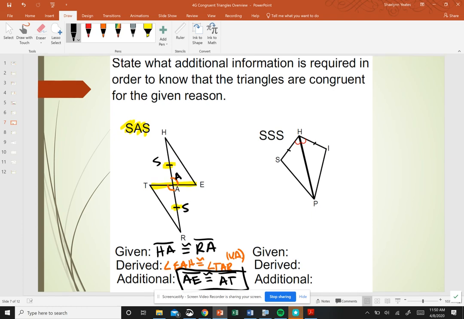All right, on this next one, it wants side, side, side. Right now I'm given an angle. Do I care about that? No, because I want side, side, side. So right now, I know that SH is congruent to HI.